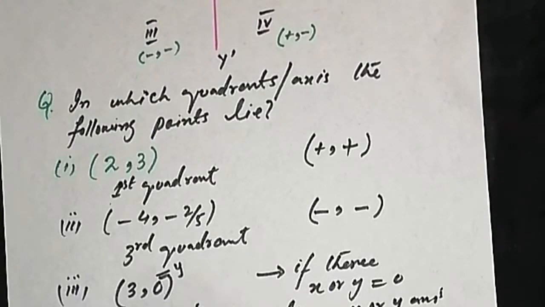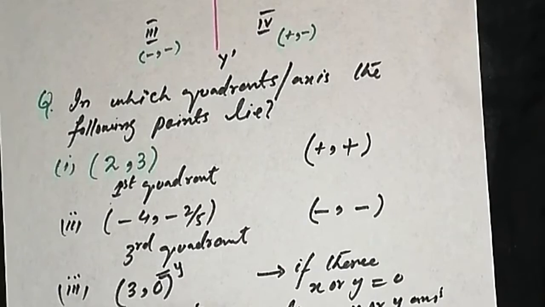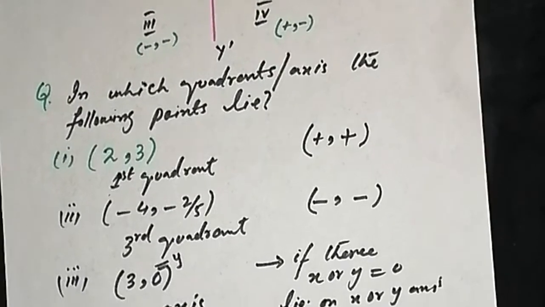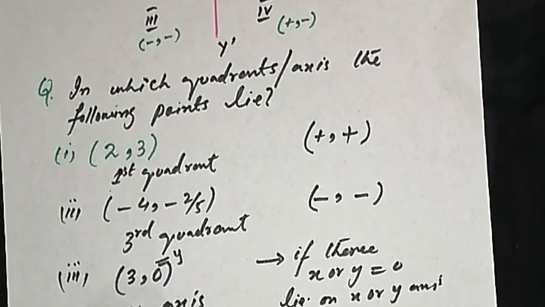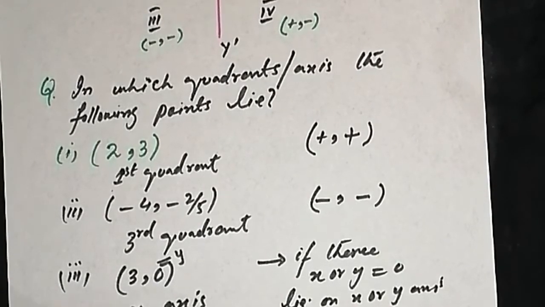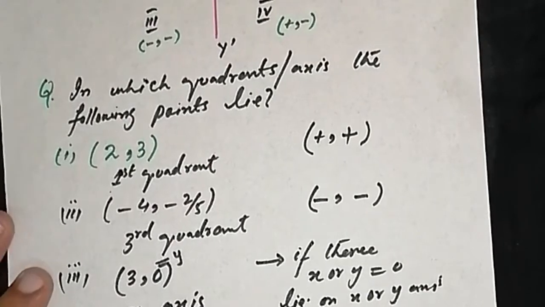If Y is equal to 0, then the point lies on x-axis. For example, the next part is 0 and 6. This point lies on y-axis. As the value of x is equal to 0, then the point lies on y-axis.